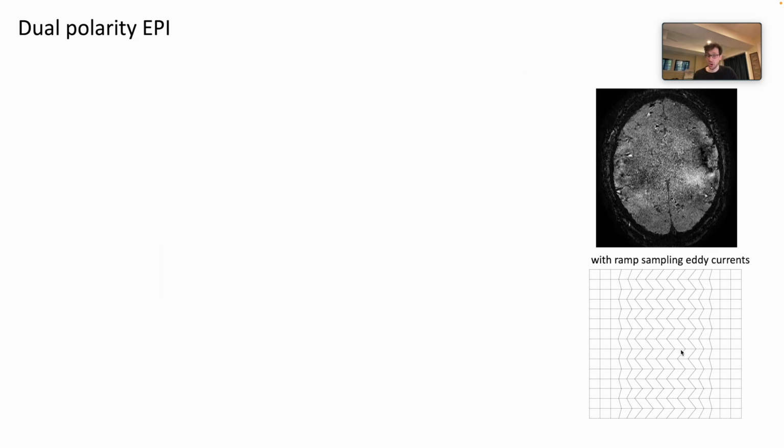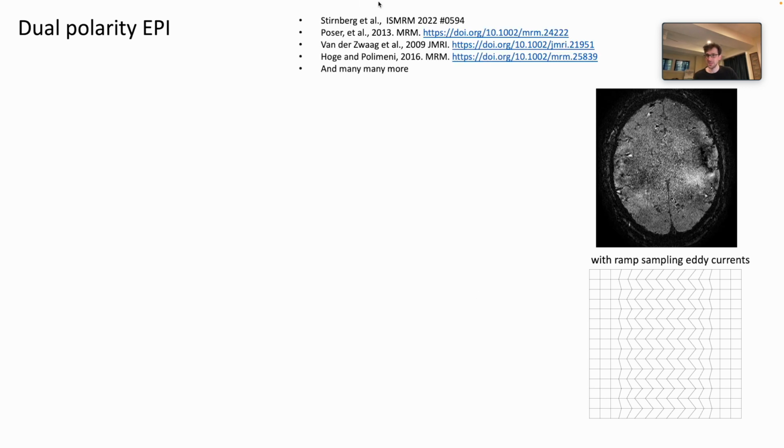And since these are odd-even EPI errors, we can follow previously suggested mitigation strategies that have been suggested for other issues, for example, off-resonance effects. And there are countless papers about this.